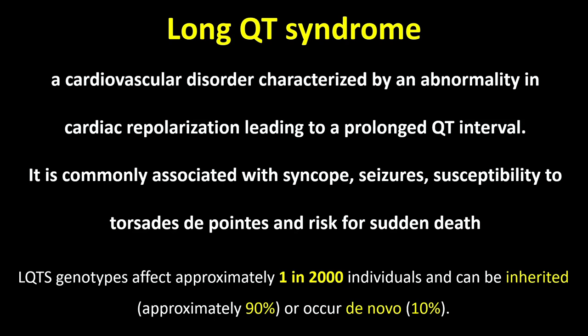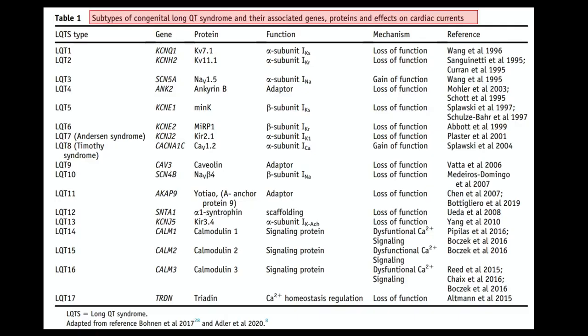It's relatively common, accounting for about 1 in 2,000 individuals. Again, the inheritance is autosomal dominant, so with each pregnancy there's a 50-50 chance that the baby is going to have it. And about 10% of those cases occur de novo. You can see that so far there are 17 types of long QT syndrome caused by different genetic mutations, and nowadays we have a whole panel available to test for those conditions if there is a suspicion of that.